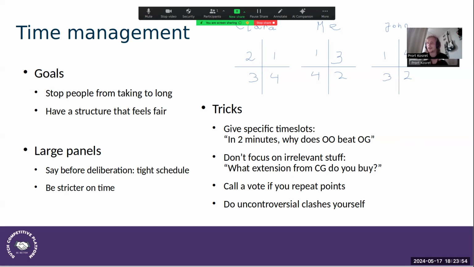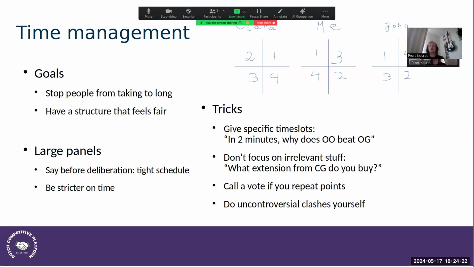Again, not only does this create a clear structure that feels fair because people know what they can expect, but also it just means that they stay within those time slots overall. Another thing that you should think of is don't focus on stuff that is irrelevant. So closing government, for some reason, might try to bring 5 extensions. But if you bring 5 extensions, most likely at least 3 of them are not explained to be important or to be true to a sufficient level.